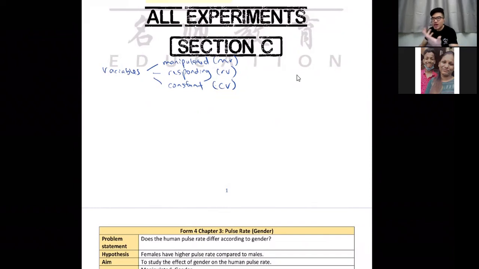Do you know experiment is everywhere? You do experiments, for example, now you want to know which brand of tire is better, brand A or brand B? So what do you do? You set the manipulated variable.